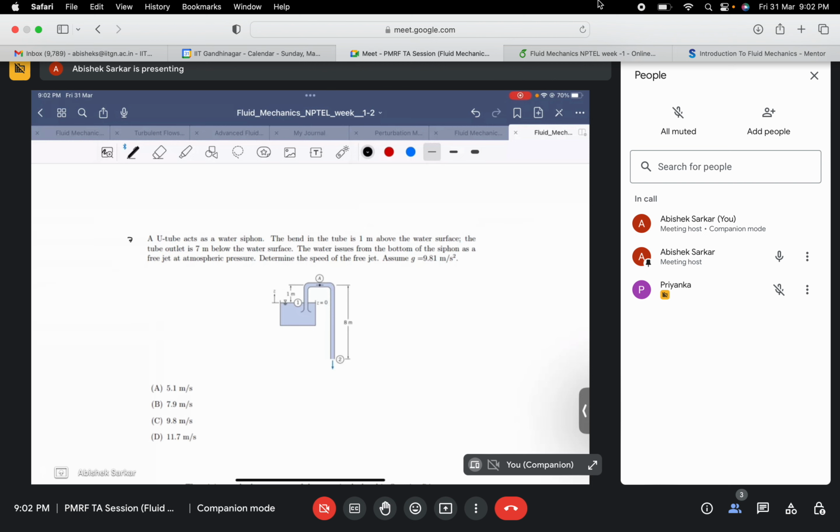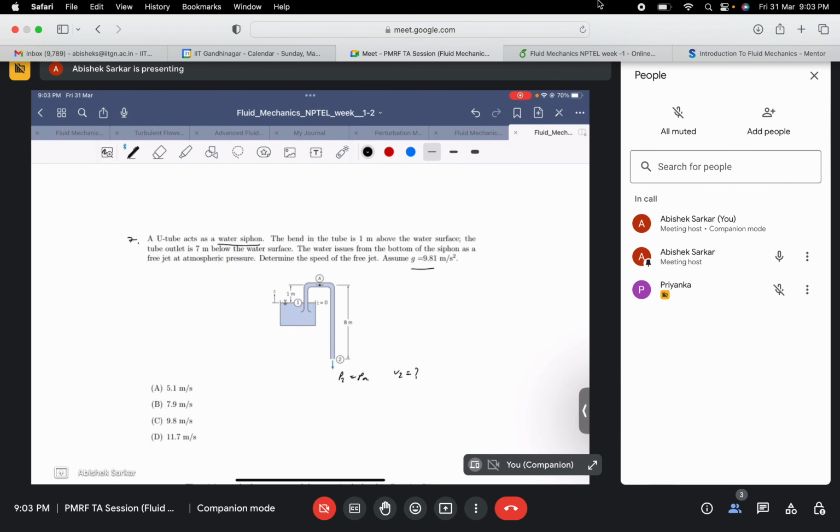So yes, question number 7. I guess the diagram itself shows that it's a question on siphon. A U-tube acts as a water siphon. The bend in the tube is 1 meter above the water surface. The tube outlet is 7 meter below the water surface. The water issues from the bottom of the siphon as a free jet at atmospheric pressure. So they are mentioning that P2 is equal to PA. Determine the speed of the free jet. You need to obtain V2. Assume g equal to 9.81 meter per second square.